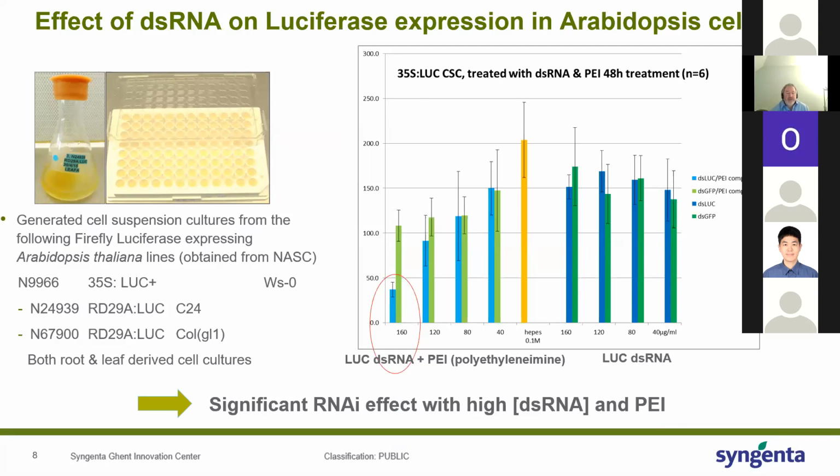And as you can see here, if you just take naked double-stranded RNA, you don't see any effect. We were unable to knock down the luciferase expression in these cell lines. However, if you combine the double-stranded RNA with polyethylenimine, you see an effect, but only at high doses. So yes, you can bring double-stranded RNA inside the plant cell, but it's not a very efficient process, and you need high dose of double-stranded RNA.